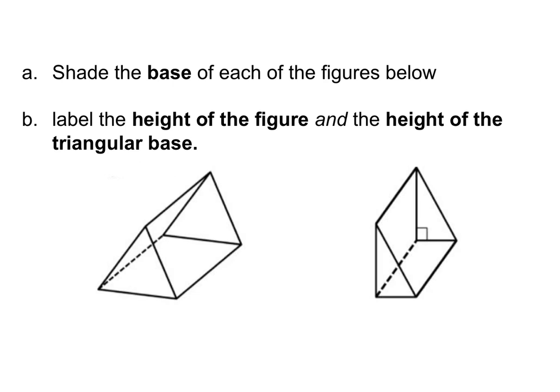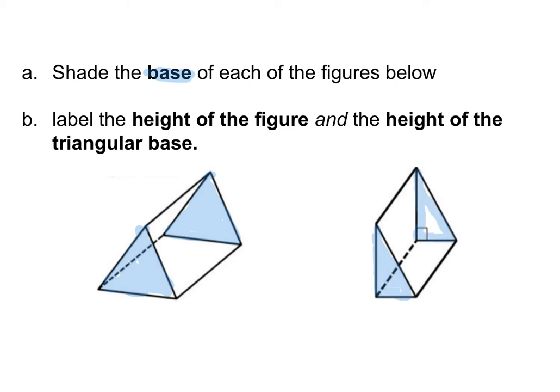Okay, so let's talk about the prisms now. I want you to shade the base of each figure below, and then highlight the height of the figure and the height of the triangular base. So this is going to be a little tricky. Let's designate our colors. I'm going to have the base of the figure be blue. So here they are. Again, they are the triangles. Since these are called triangular prisms, the bases are triangles. So there's one of them. Here's another one.